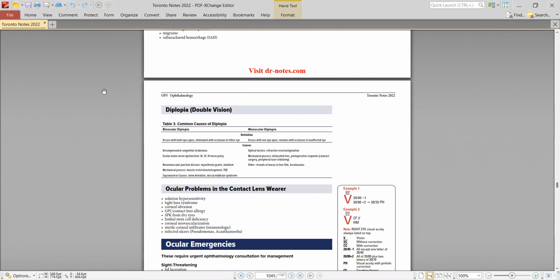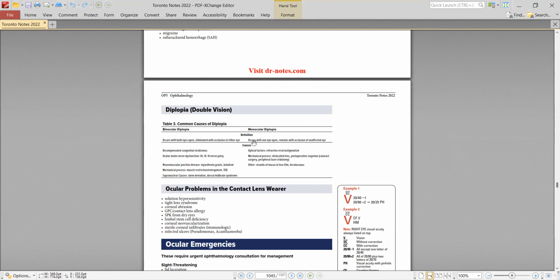Topics in ophthalmology. Diplopia is important here. Causes of diplopia: binocular diplopia and monocular diplopia. Binocular diplopia means diplopia while seeing with the two eyes. It occurs when both eyes are open and is eliminated by occlusion of either eye. So this diplopia is there when you see with both eyes, and if you keep your hand on one eye, then the images will be normal when you see with the other eye.